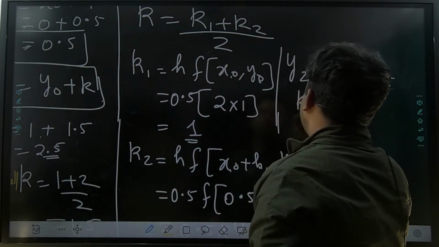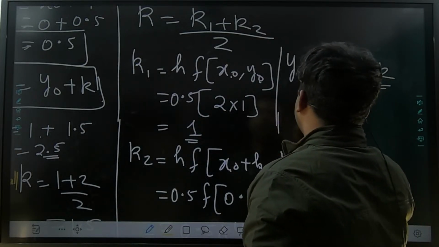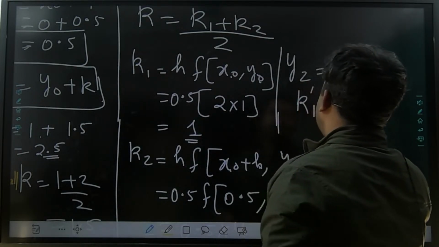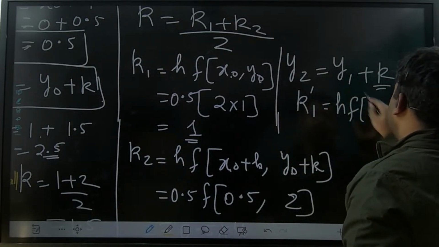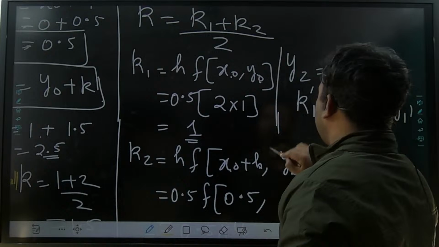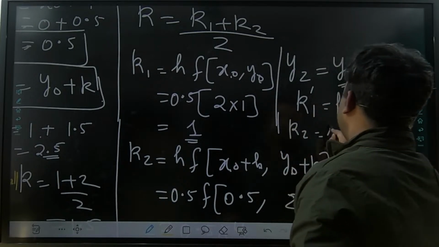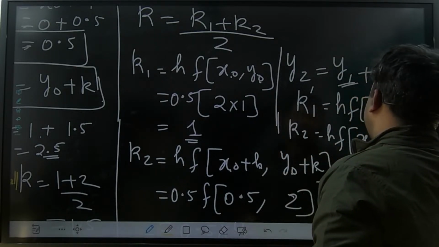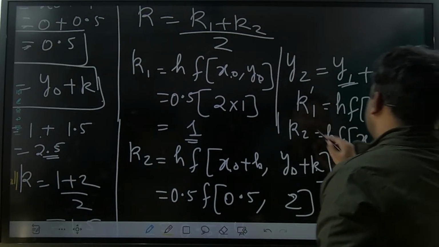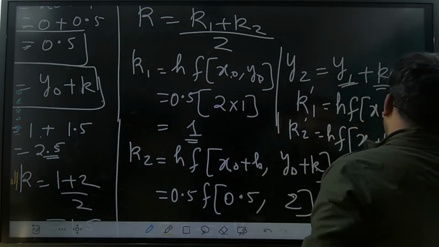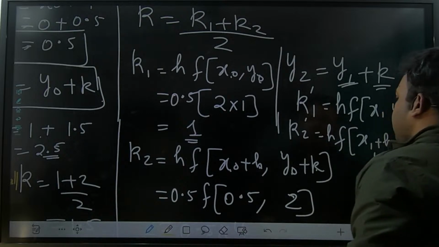So this new K, you can say K1 dash, is equal to H multiplied by the function value at X1 and this Y1, because this is already calculated, right? So you will do this. K2 will be what? H times the function at X1 plus H, and Y1 plus K1, that is K2 dash.